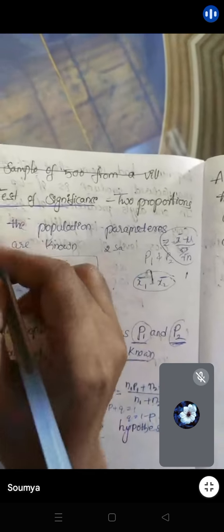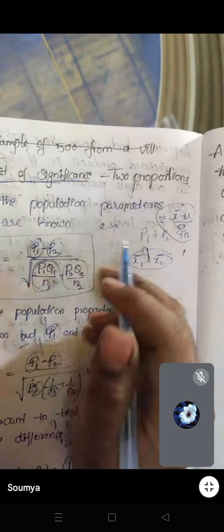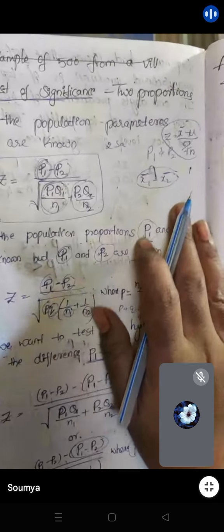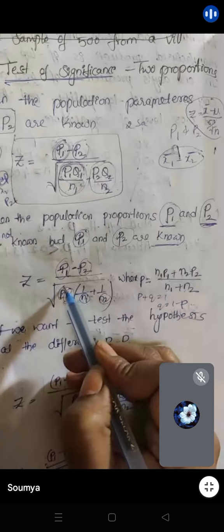When we go for this, capital P1 and P2 are mentioned. If they didn't mention, go for this formula. In the place of this, we will go for PQ.